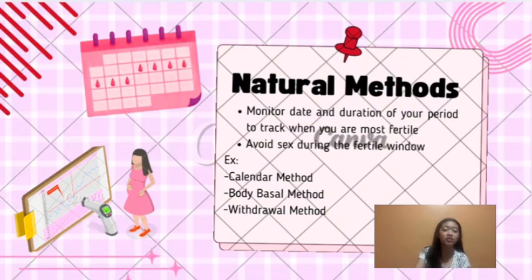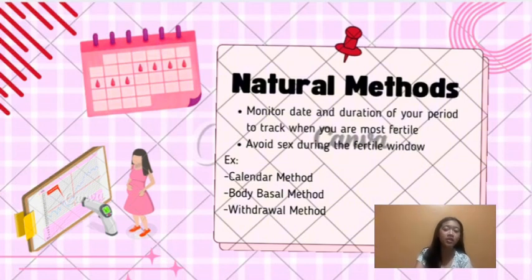The calendar method is a natural way to prevent pregnancy by tracking the woman's monthly period. So you mark the days of your menstrual cycle and avoid sexual contact during the fertile days, usually between day 9 to day 20. Pero dapat regular imong period para effective ni siya. Kay kung dili regular, lisod kaayo ma-track ang fertile window. So to simplify, pagbantay sa date sa regla para malikayan ang fertile days. It's simple but needs discipline and regular tracking.